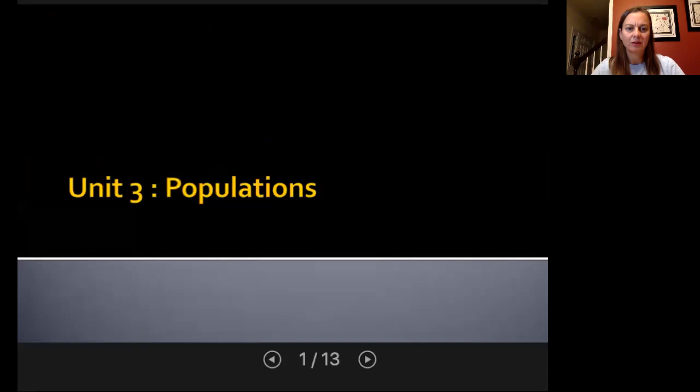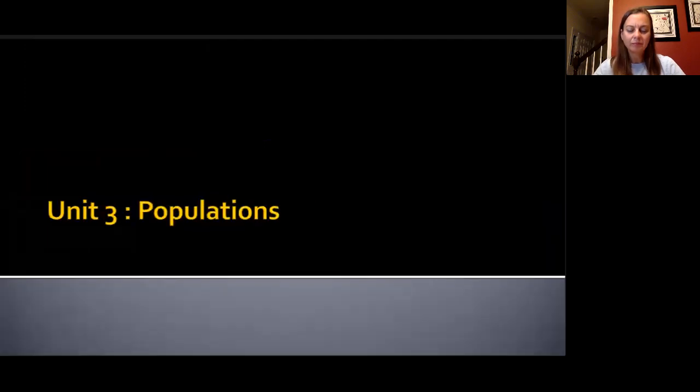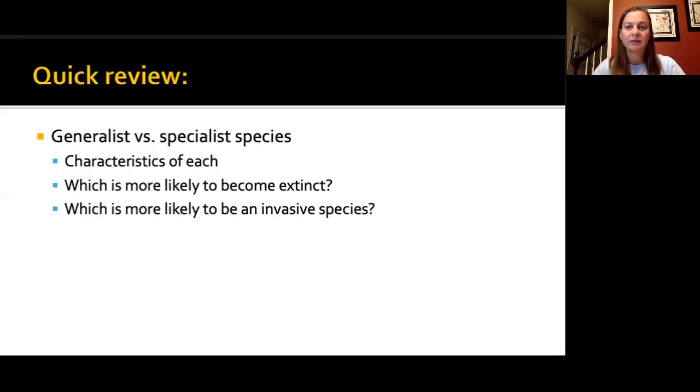Okay, so let's talk about populations. Before we jump into what makes populations grow and change, we're going to quickly review the idea of generalist and specialist species. Hopefully you'll remember that a generalist species can eat a wide variety of foods and live in a wide variety of environments. A specialist species has either a restricted set of growth conditions in terms of its environment, or is very specific about the food source that it eats.